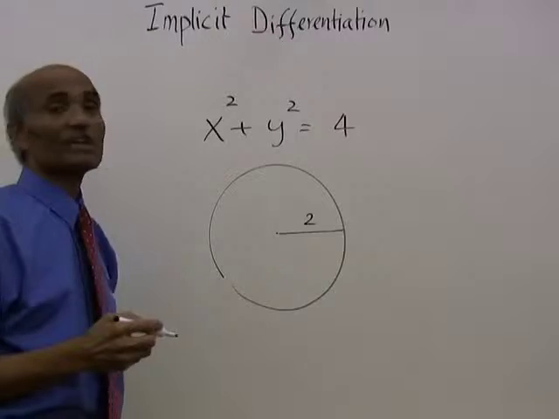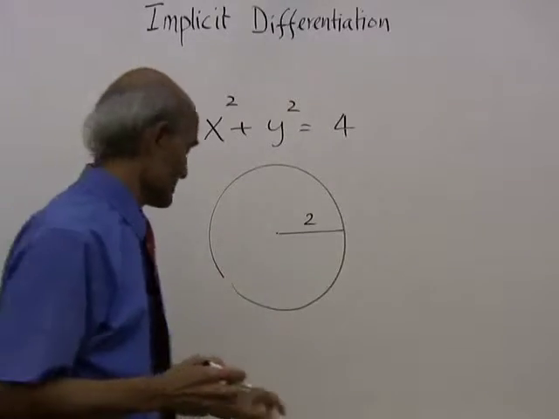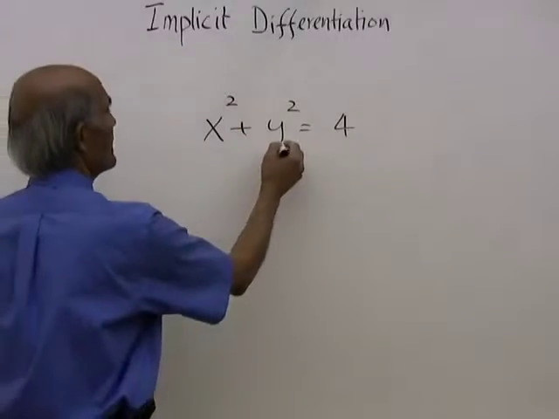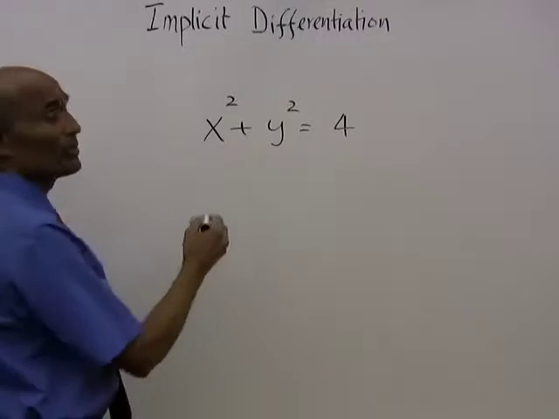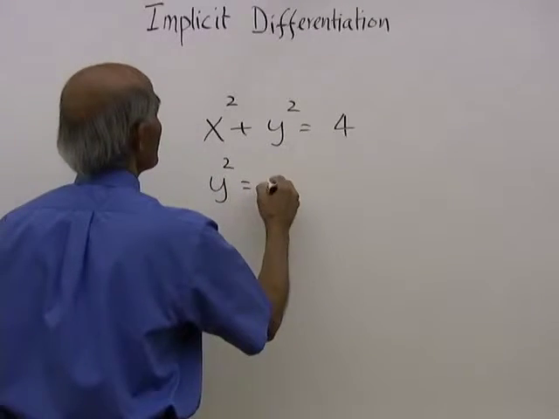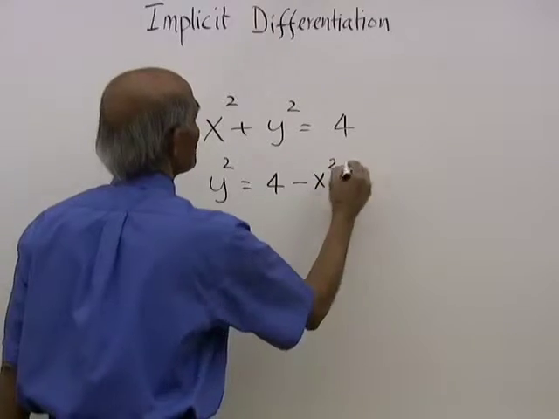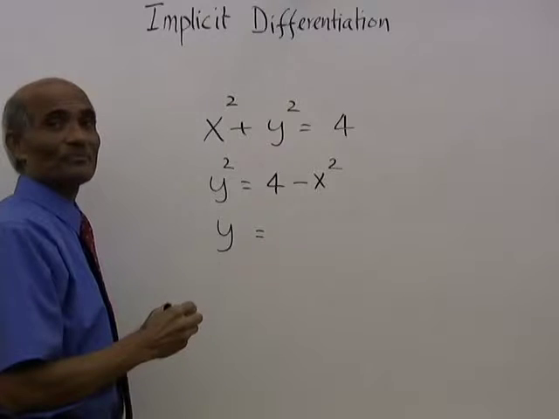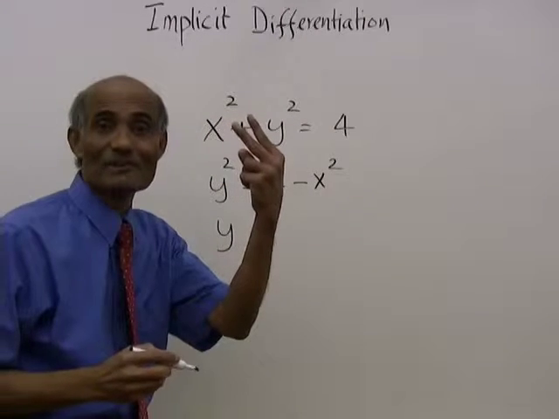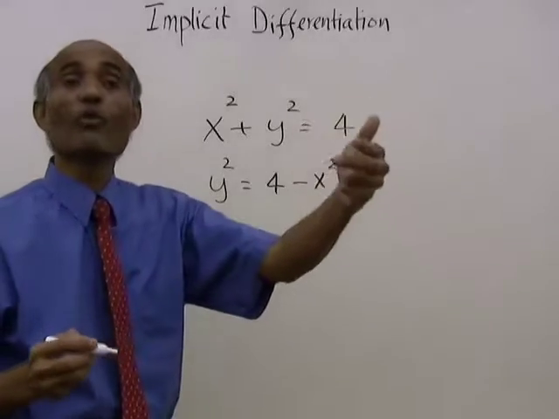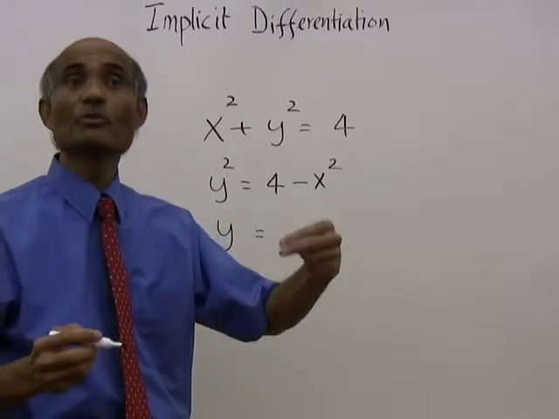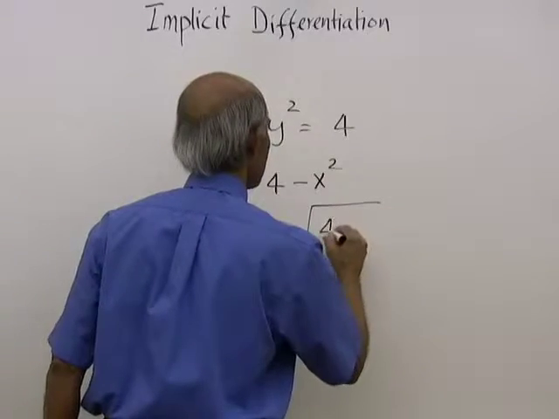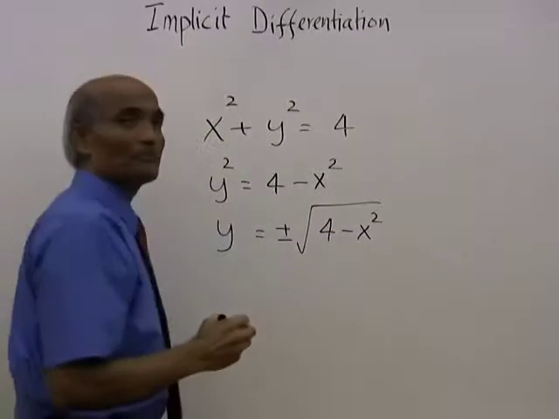Can you solve this equation for y? That's not difficult, is it? Well, let's solve this function for y. If x squared plus y squared equal to 4, we have y squared equal to 4 minus x squared. And therefore, what is y equal to? y has two values, is that right? y can be plus or minus, so this will be plus or minus the square root of 4 minus x squared.